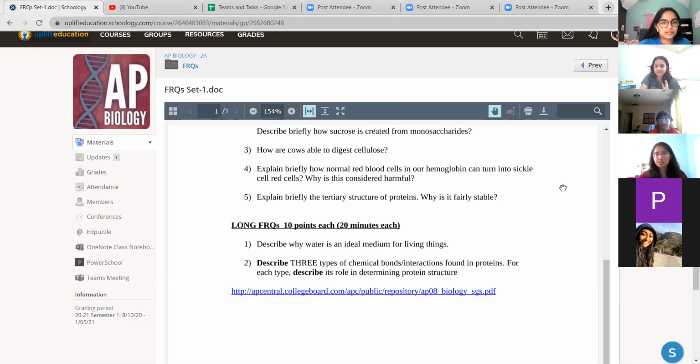Do we need to know specific molecules for the test? Like, do we need to be able to identify glucose and fructose? I think she said we need to know glucose because it's a 6 carbon, so looking at the hexagon or the C6. And then I think she said that we should know those ones that we were just talking about, like glucose plus glucose.